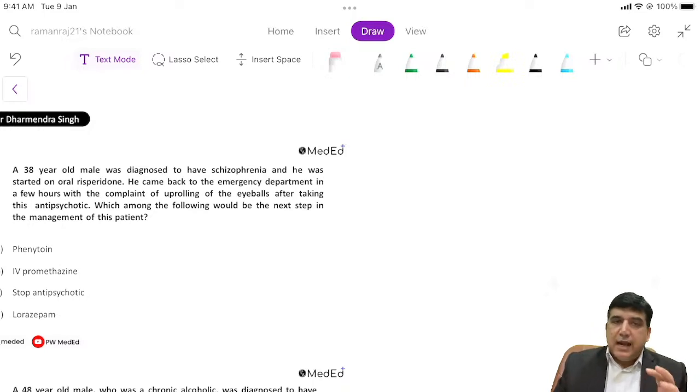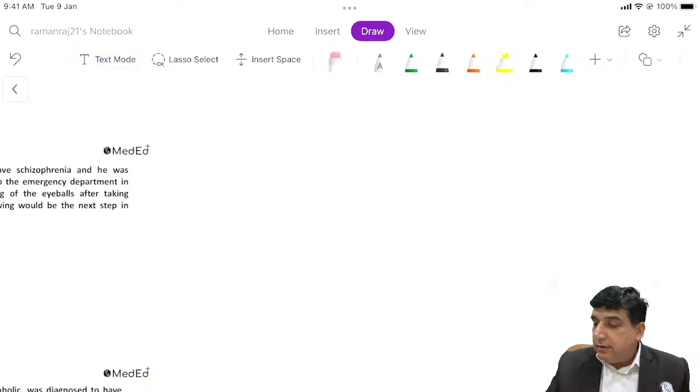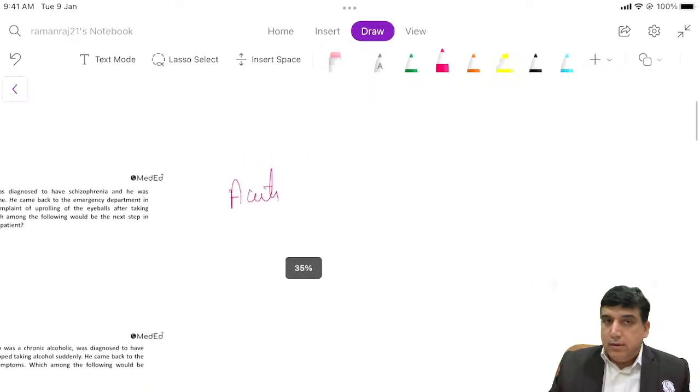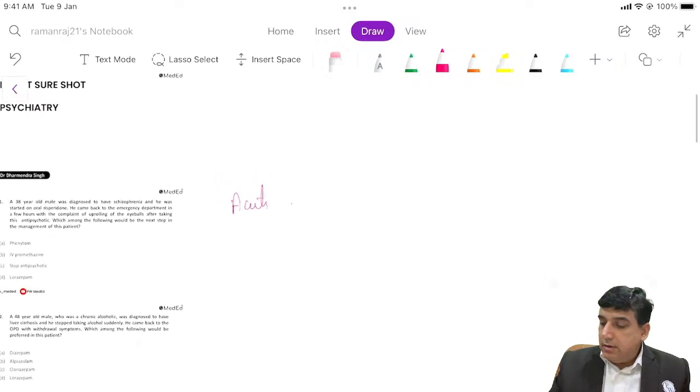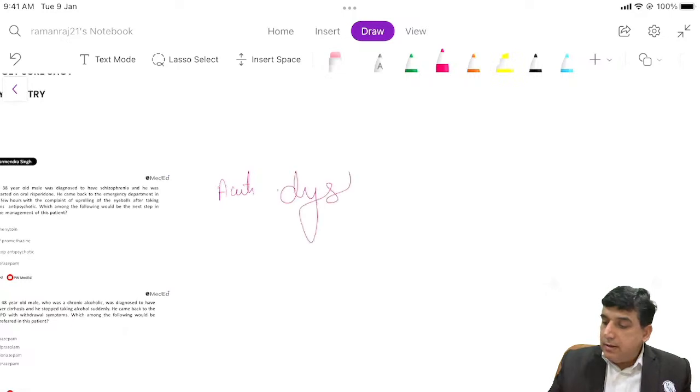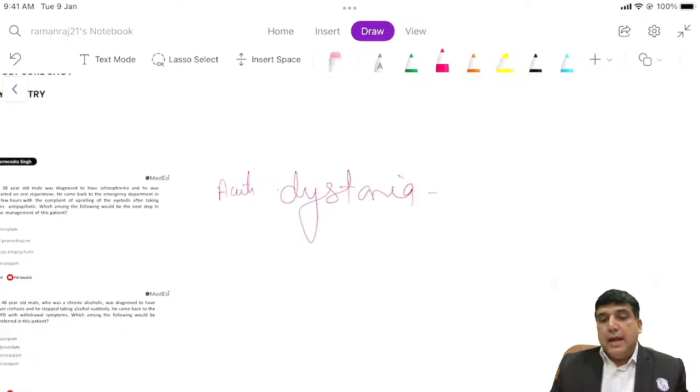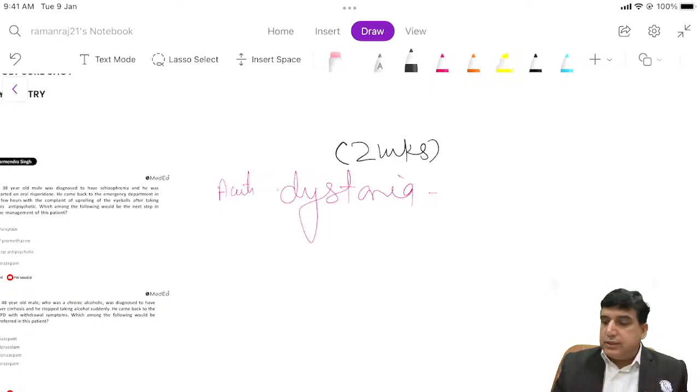In this MCQ, the examiner tries to hint that it's acute dystonia. One of the side effects of antipsychotics is acute dystonia. As the name suggests, it's acute. So always the examiner will give you a hint that this side effect occurs within 2 weeks after starting medication. After starting an antipsychotic, usually you have this side effect within 2 weeks. So in the MCQ also we see that the patient was started on oral risperidone and came back to the emergency, which means it's soon, so within 2 weeks.